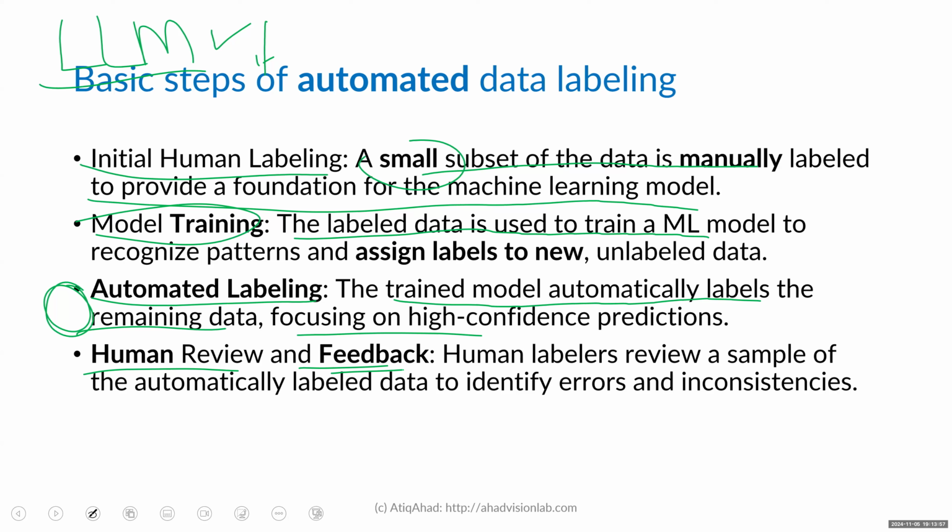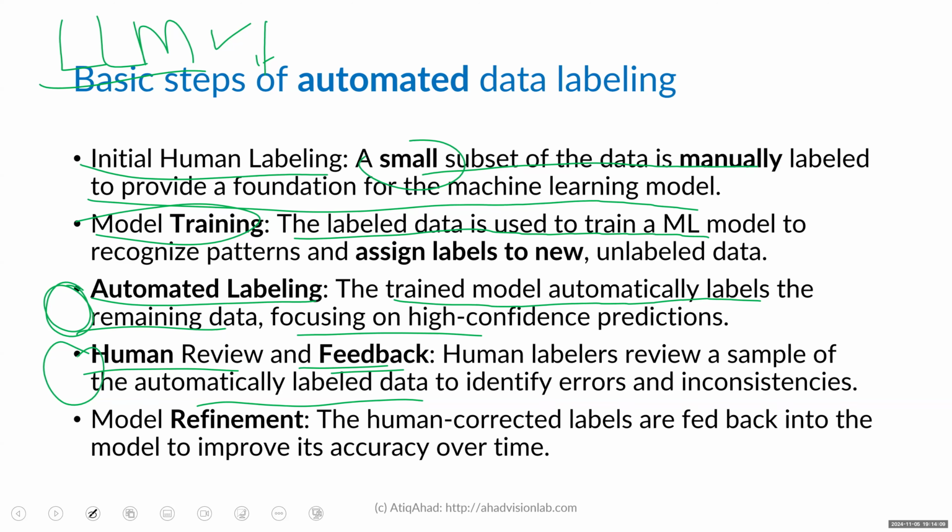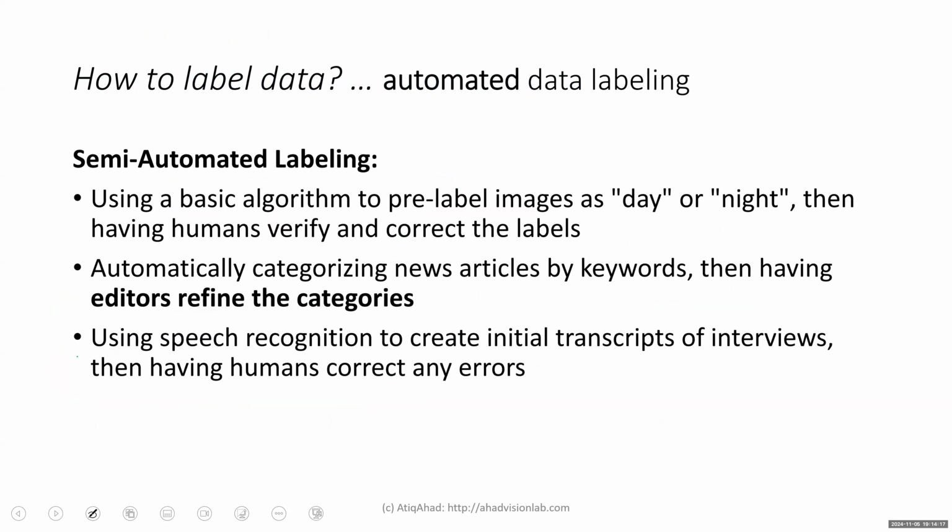Human labelers review a sample of automatically labeled data, not all, to identify errors and inconsistencies. These kinds of things are feedback based, and the model is refined based on this, and this way things are improved. It's not easy, by the way, and then we'll see how. So, how to label data, automated data labeling? There are a few strategies, for example semi-automated labeling, self-supervised labeling, active learning, weak annotations, and so on. We'll mainly focus on active learning, but we just cover a few points about the others.